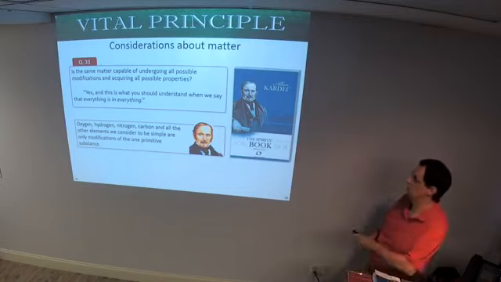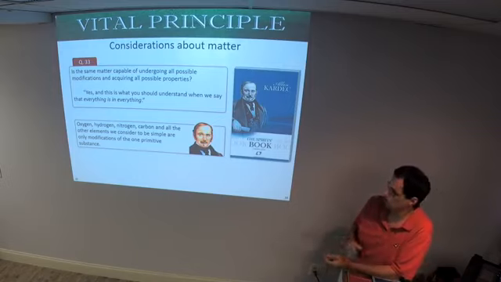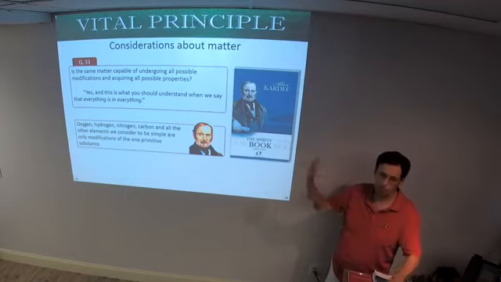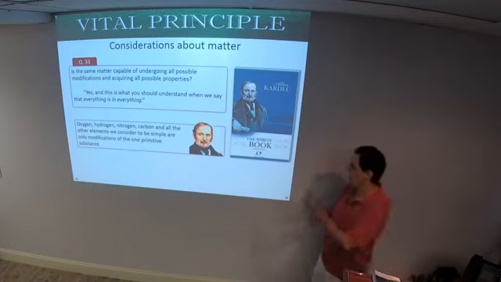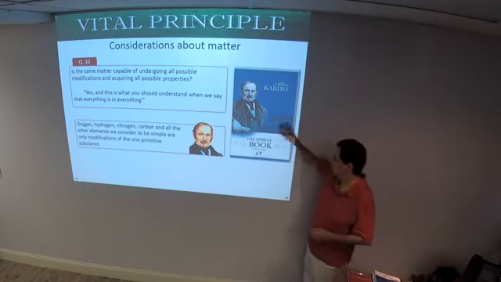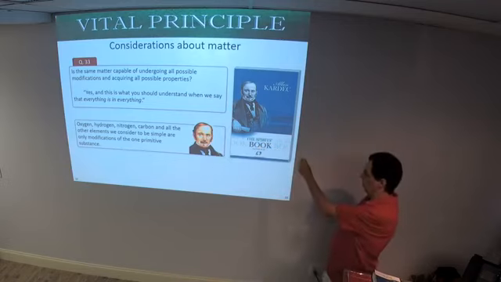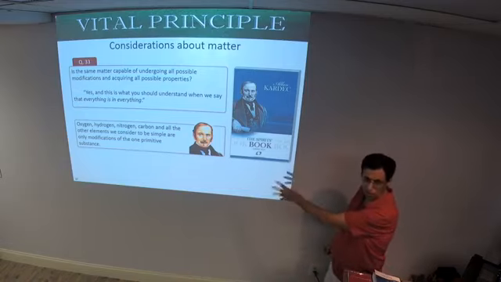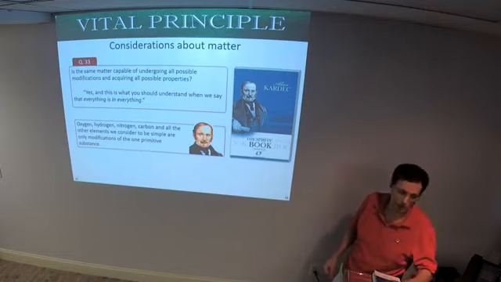Oxygen, hydrogen, nitrogen, carbon, and all the other elements we consider to be simple are only modifications of the one primitive substance. So they are simple for us, but they are already modified from another primitive substance, and that's the universal fluid. They all come from the universal fluid. So you see, that's why we have different outcomes. You can take the fluid and create carbon in a certain way, or in another way, or in another way. That's why we have graphite and diamond, because it comes from the same source, but they are modified in different ways.